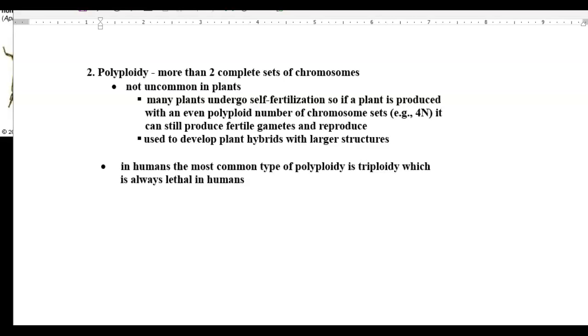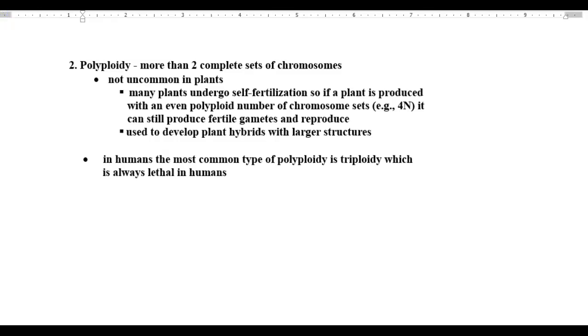So if a plant is produced with an even polyploid number of chromosomes, like 4, 6, 8, it can still produce fertile gametes and reproduce because it can reproduce with itself. And they actually have used these in the past to develop plant hybrids that are quite large, like the bananas that we have today. They actually used to be quite small, and then through artificially making them go through polyploidy, they made them larger. In humans, the most common type of polyploidy is triploidy, which is always lethal in humans.